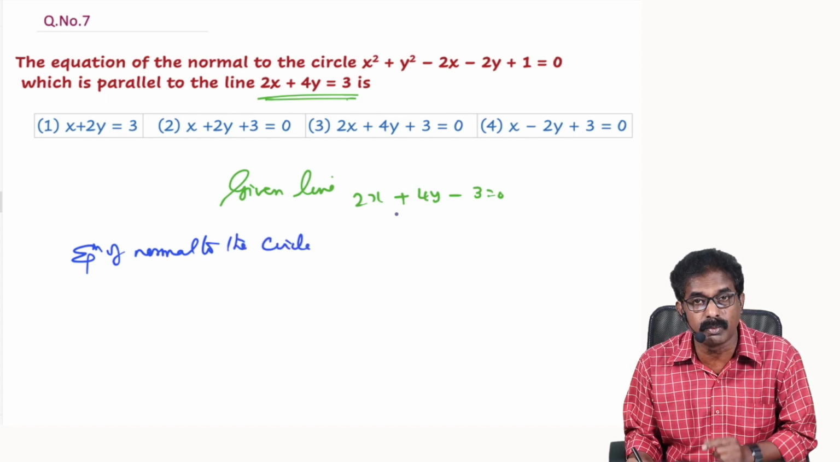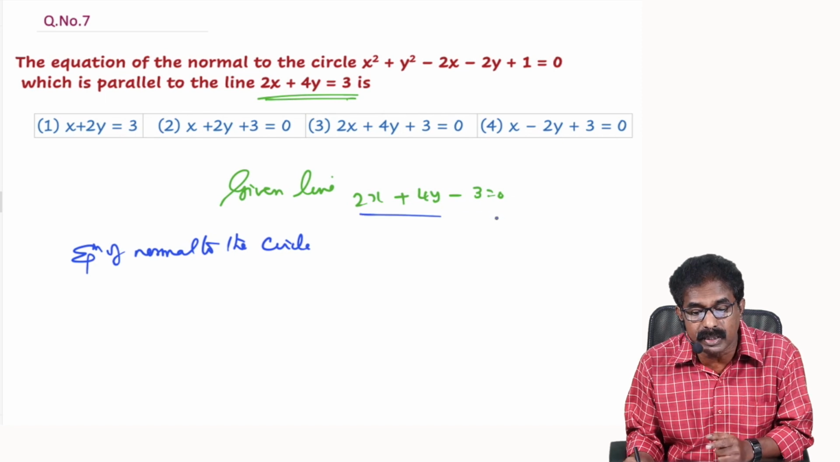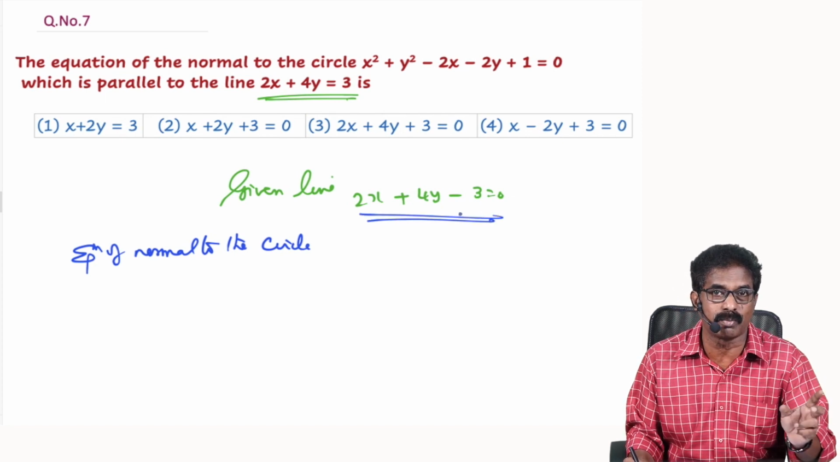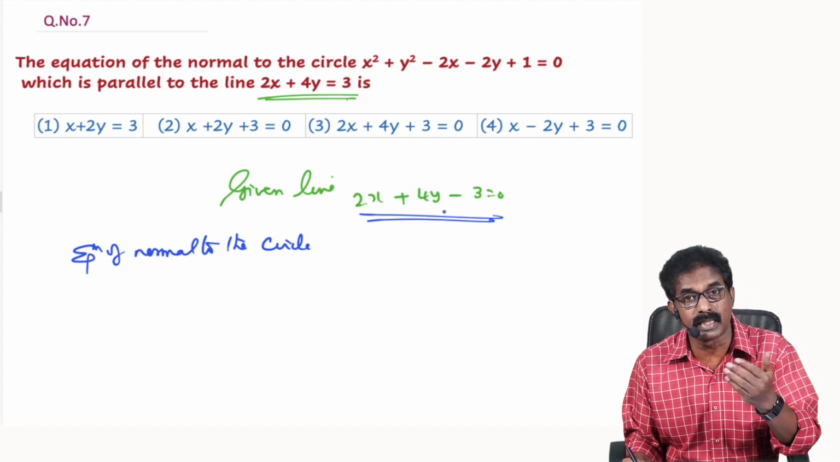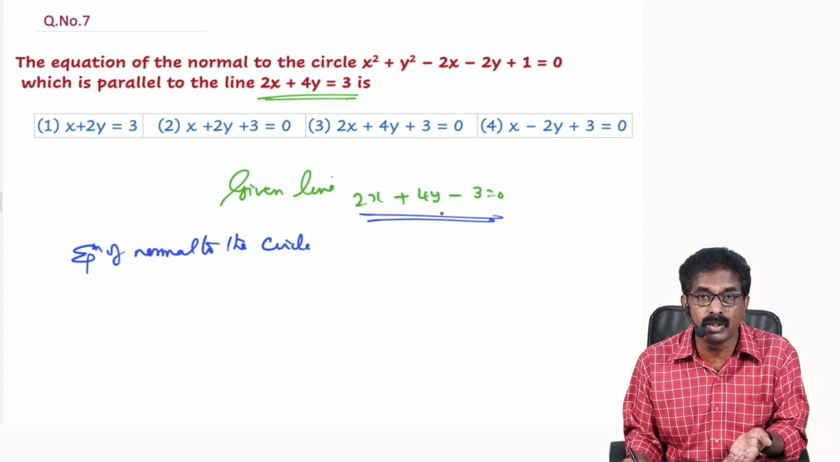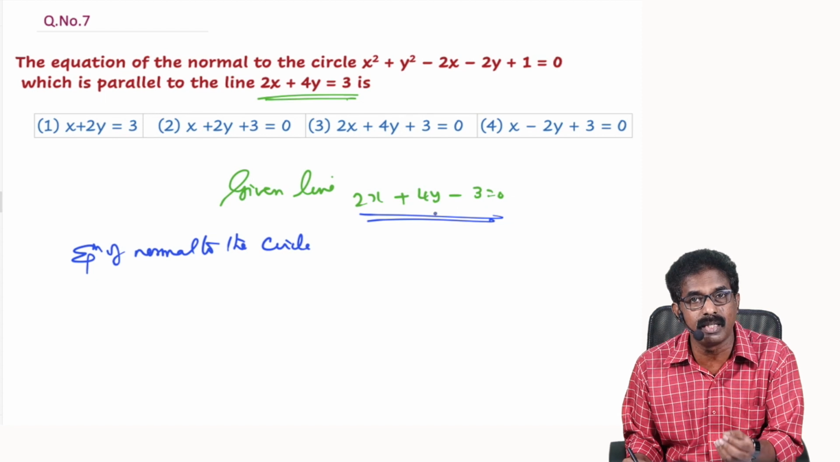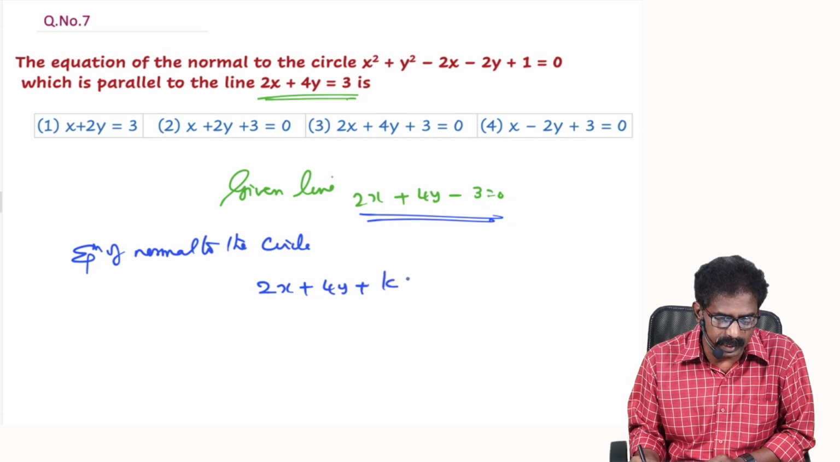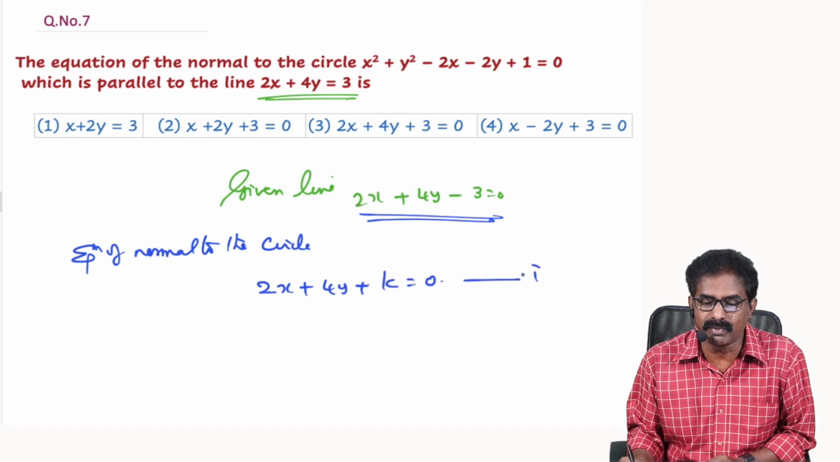It is given that the normal to the circle is parallel to this line. So make only one change. Don't confuse with the word normal. So the normal to the circle is parallel to this line, so you find a line parallel to this. You make only one change: 2x plus 4y plus k equal to 0. Now we have to find the k value.